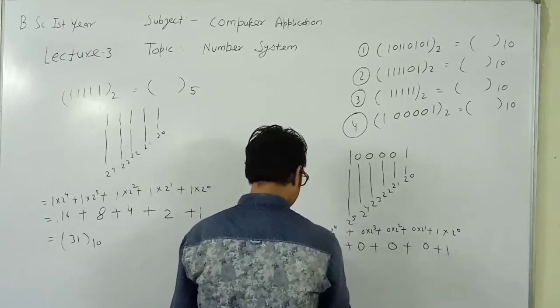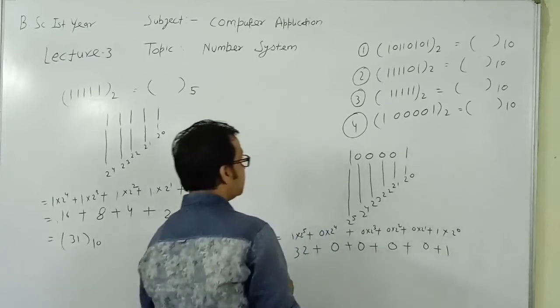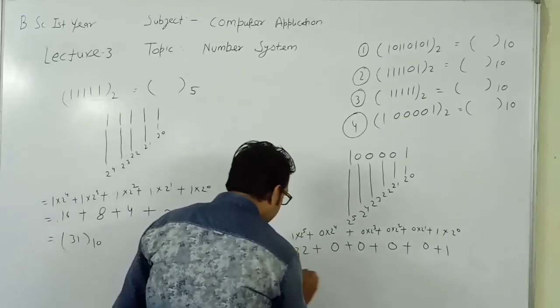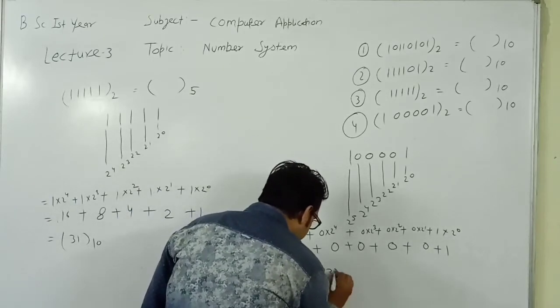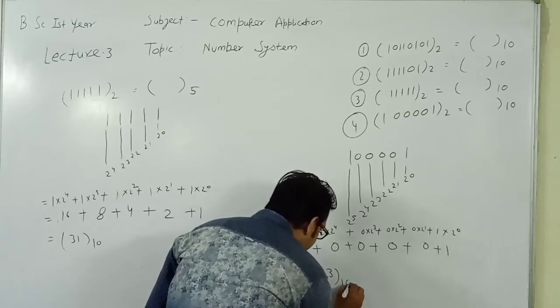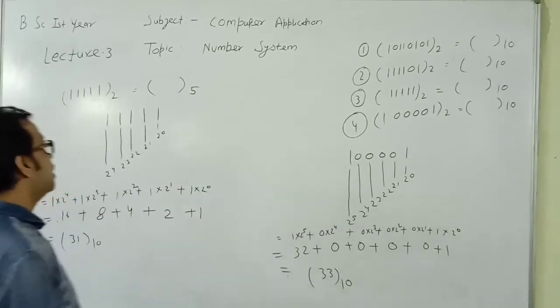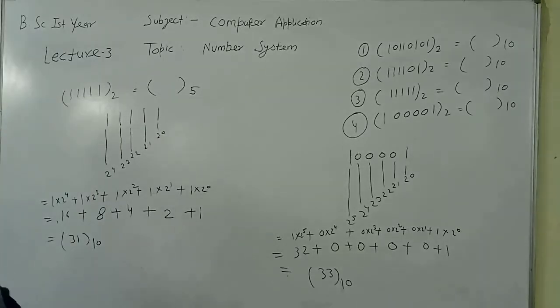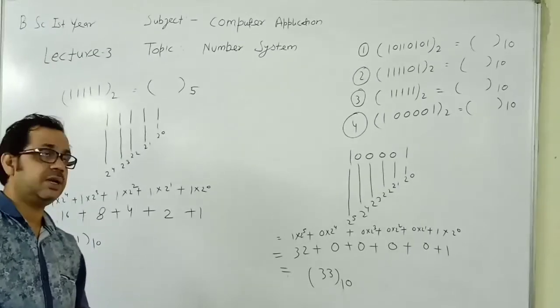This gives you 32. And 32 plus 1, it gives you 33 base 10. So write down the solution of all the 4 questions which I gave you in homework.